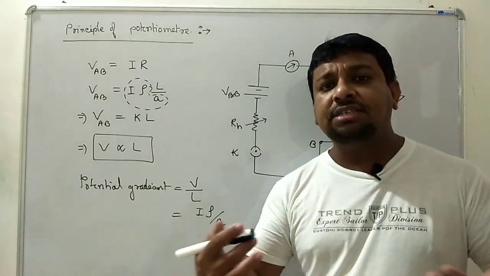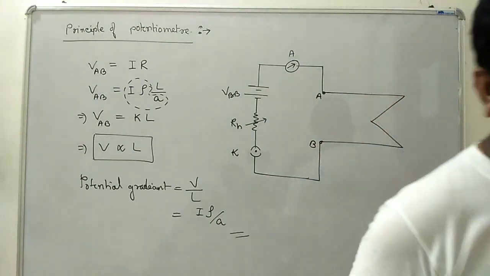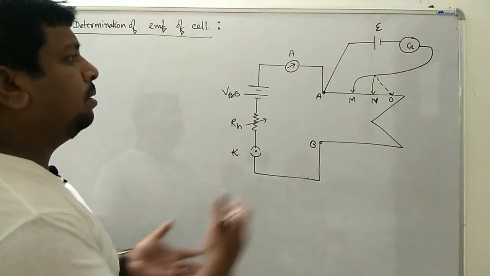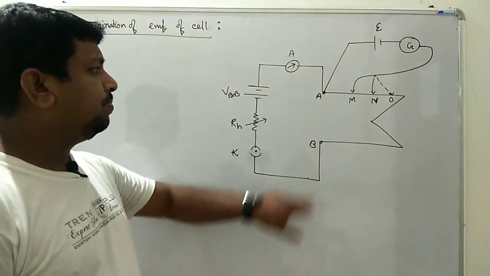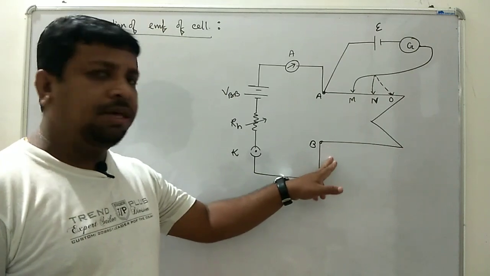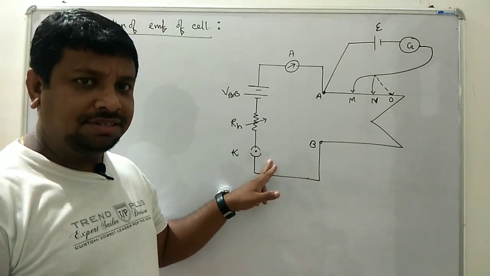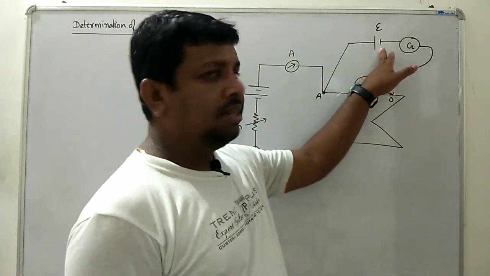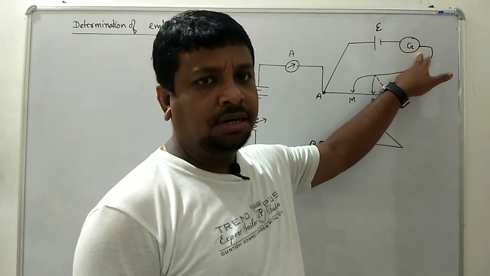Next, we discuss how the EMF of a cell can be determined. So now the topic is determination of EMF of a cell. How is the EMF of a cell to be determined? Here this is a circuit. This is a potentiometer wire AB. The battery, rheostat and key are all connected in series at the two ends of the potentiometer wire. Next, a cell whose EMF is to be determined is connected with a galvanometer and a jockey.